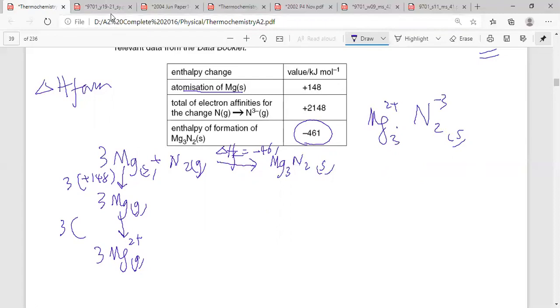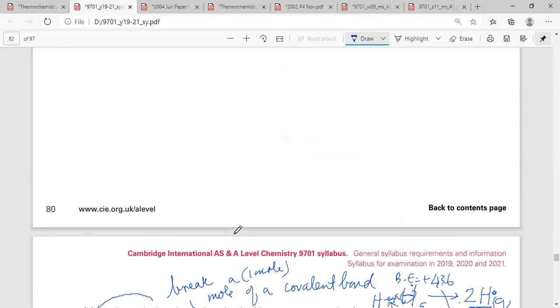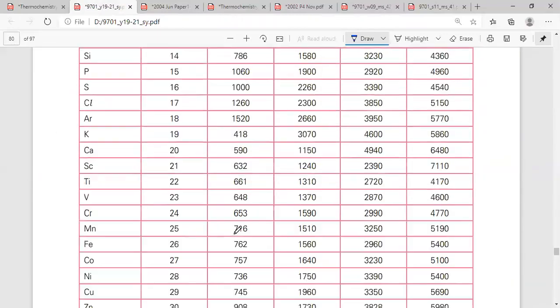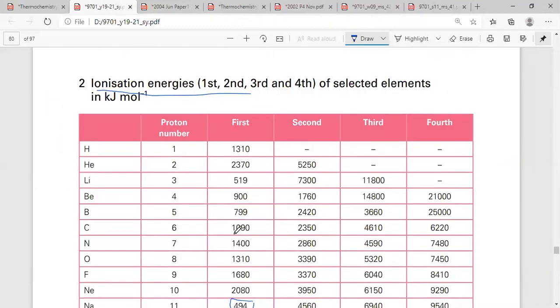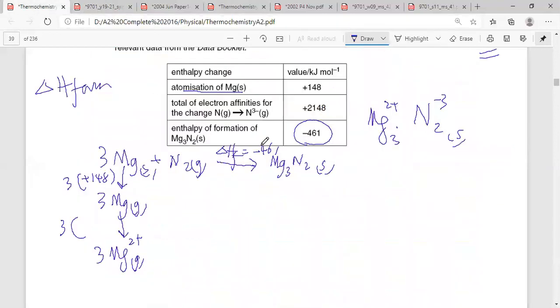So 3 times your first and second ionization energies, which are here. Look carefully; I'm going to go a bit fast here. You have to rewind to look again. I'm sure you can do it by yourself. Magnesium, first and second: 1450 plus how much? 736, which is equal to 2186. Do it by yourself again. 3 times positive 2186.